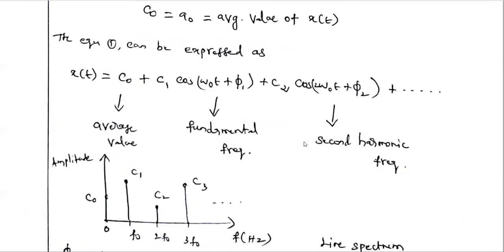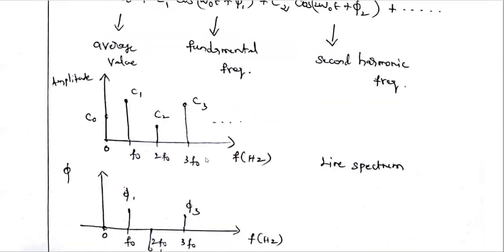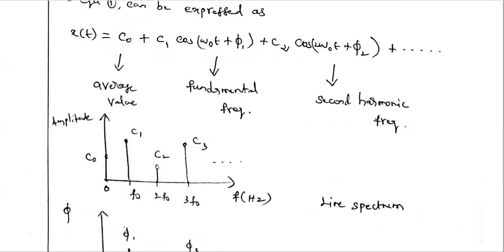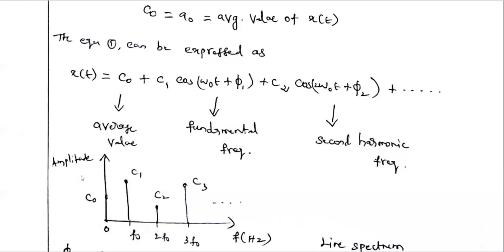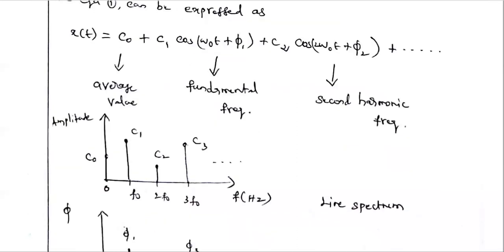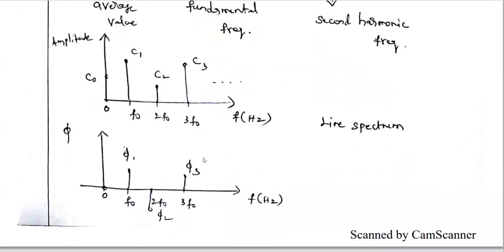Using this we can draw the phase diagram, that is the line spectrum, in an easy manner. The line spectrum consists of two graphs. The first one is the amplitude spectrum, and the other is the phase spectrum. The amplitude, that is the modulus of cn versus frequency, is called the magnitude spectrum, and the angle phi versus frequency is called the phase spectrum.